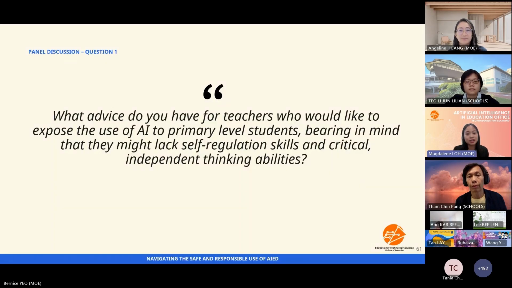So one of these questions is consolidated from the pre-form survey, and some of you have asked what kind of advice we have for teachers who would like to expose the use of AI to primary level students, bearing in mind that they might still lack self-regulation skills and critical independent thinking abilities. Would anyone on the panel like to address this question first?